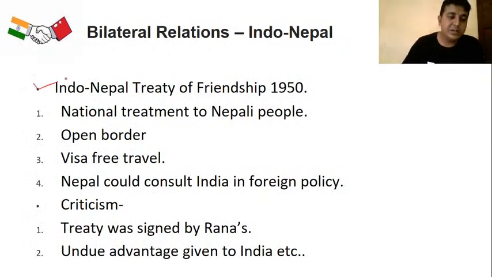Next, this is an important bedrock of Indo-Nepal friendship. This event is a bedrock of our relation, that is a friendship treaty. Yes, exactly. Economic blockade was a golden opportunity for China and China exploited it.